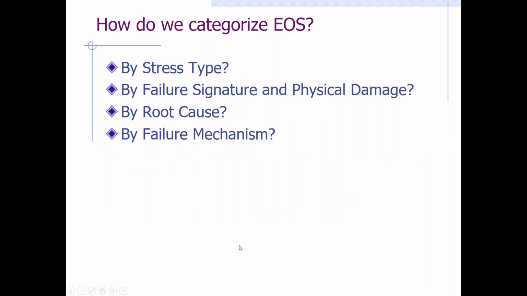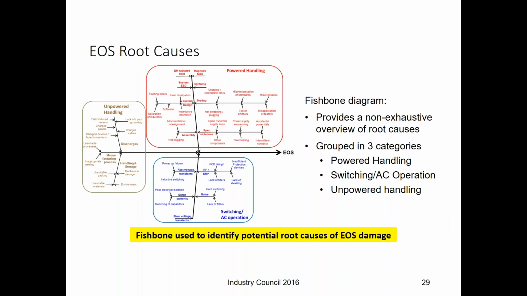So, we talked about in ESD, we have the HBM and CDM failure mechanisms that we can use to characterize and categorize events. In EOS, it's much more complicated. You could look at stress types, you could go by failure signatures, you could go by root causes or failure mechanisms, and none of them quite do the job. Next slide, please.